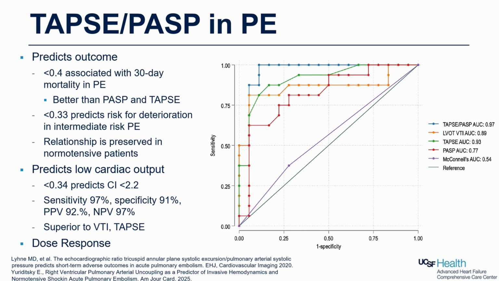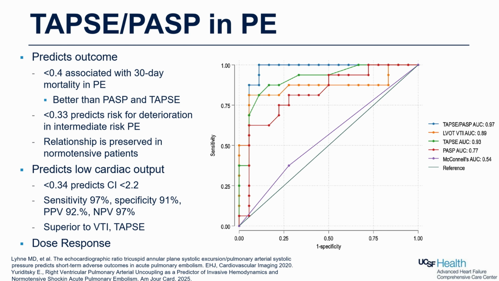Dr. Yuroditsky also did a study on this, and this study was really focused on high-risk patients. These were high-risk intermediate patients, and they looked at whether the relationship between TAPSI and PSP predicted low cardiac output. Within the study, you can see here the receiver-operator curve was very favorable, this being the most sensitive metric for low cardiac output in pulmonary embolism.